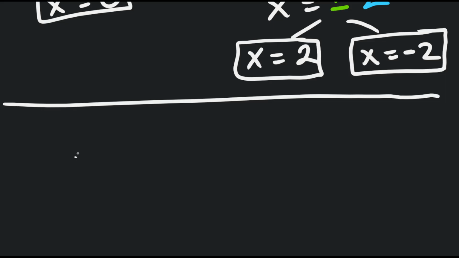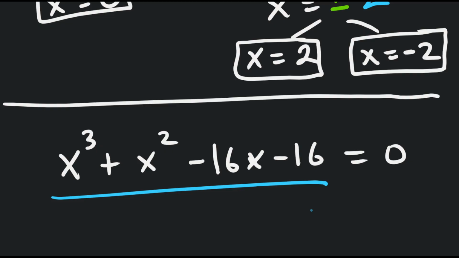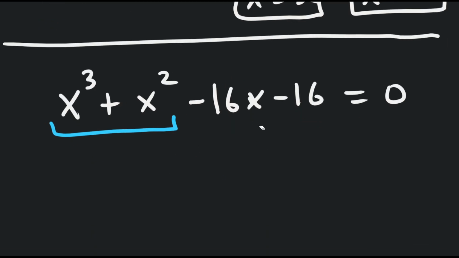So one example, let's say we have x to the 3rd power plus x squared minus 16x minus 16 equals 0. Now, we may not be able to factor the entire polynomial, but we can factor parts of it. We can factor just these two, and we can factor just these two. So let's make that a different color. We can factor both of these, and let's try to factor the ones underlined in blue. So x to the 3rd plus x squared.